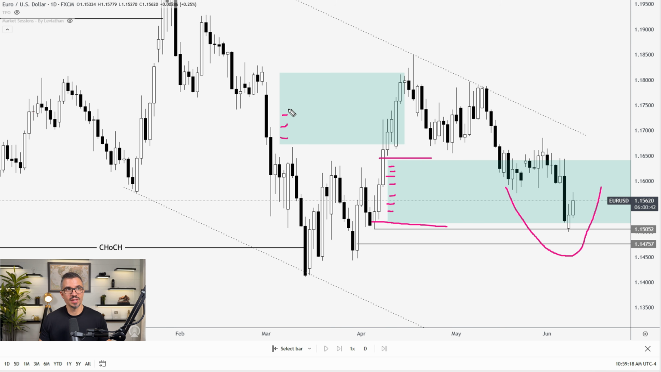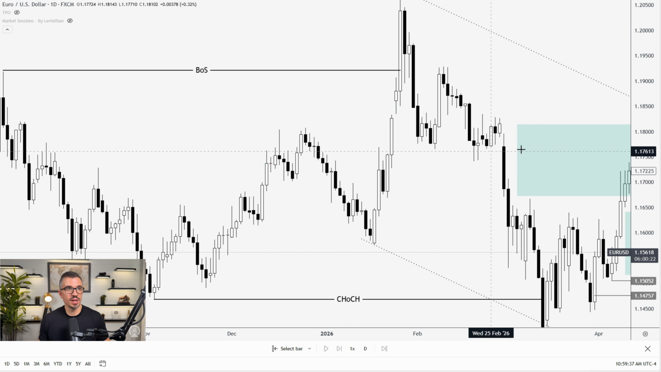It's the exact same concept back here, right? Limit orders on the way down that were not filled, liquidity here, the market seeks liquidity. And you will see this over and over again. This is not just about cherry picking this right here. This is just the recent price action from the euro, but you can see the same thing back here.